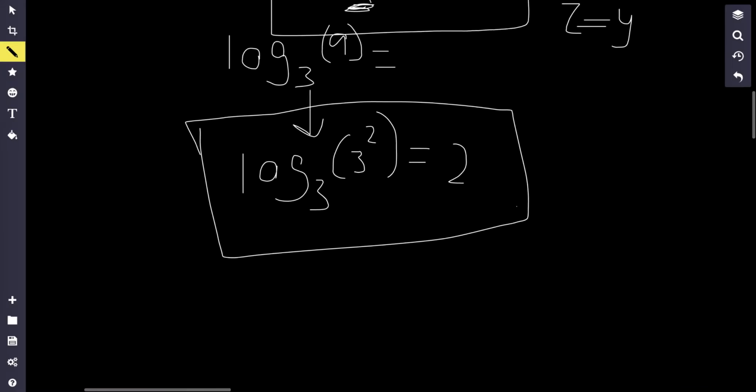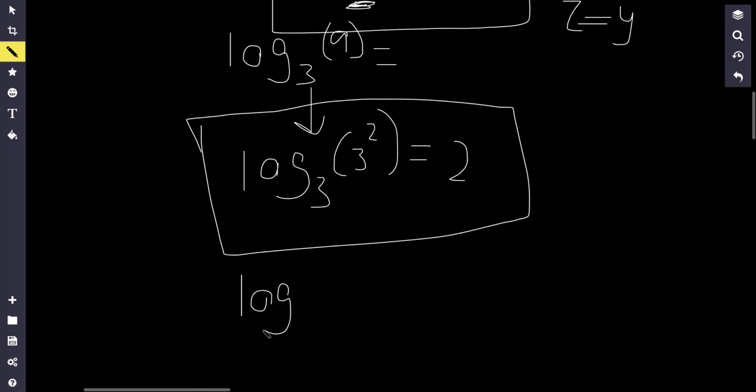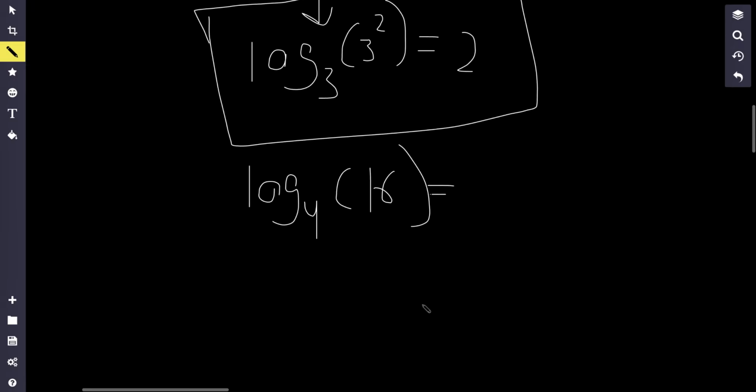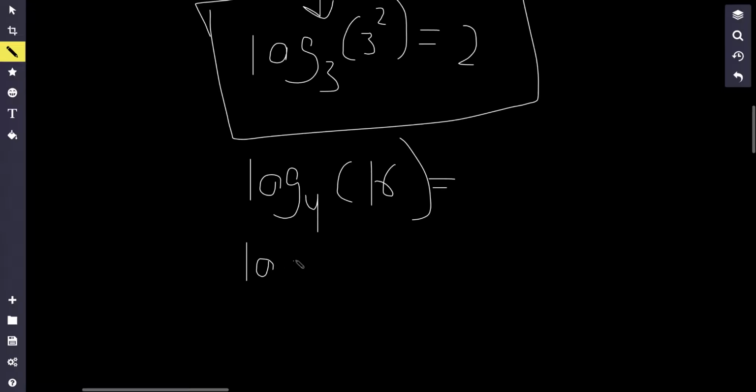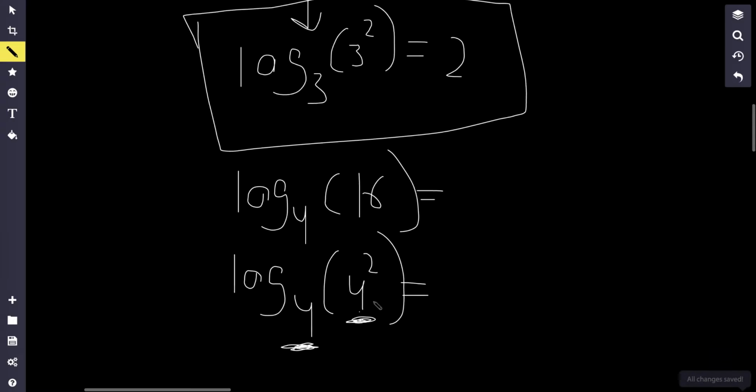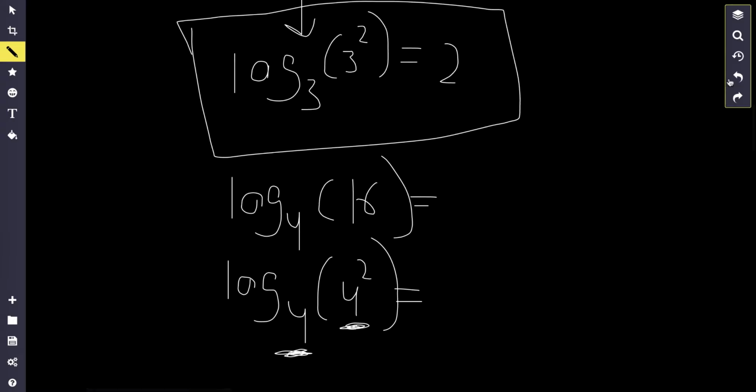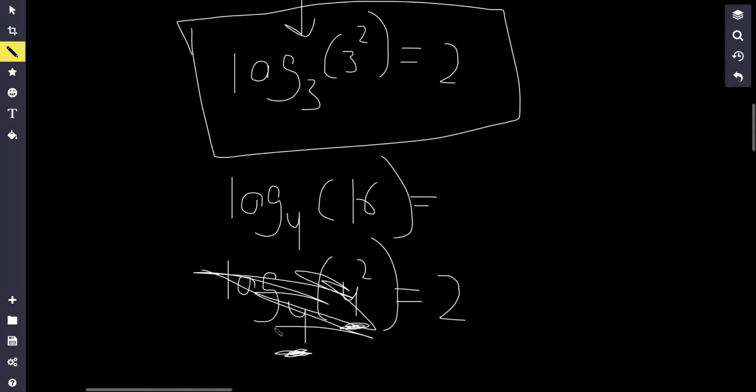So let me give you another example. If you have log base 4 of 16, what does this equal? Well, you know that 16 can be written as 4 to the second power. And now you'll notice how the base of our logarithm is the same as the base of our exponent. So this is just going to be equal to the exponent itself, which is 2. The way I like to do this is I like to cross out like that, so you're just left with the exponent.